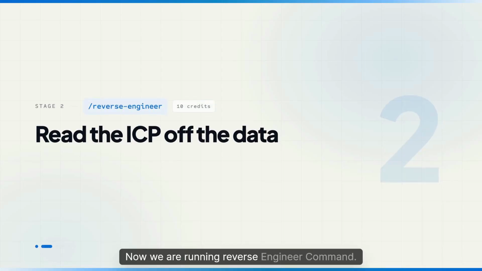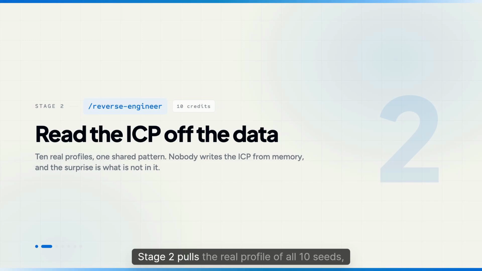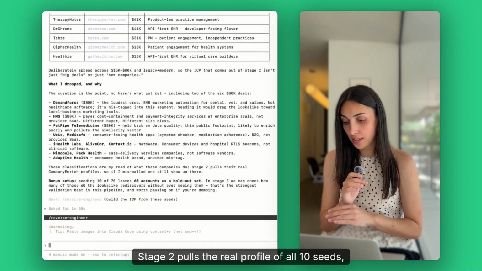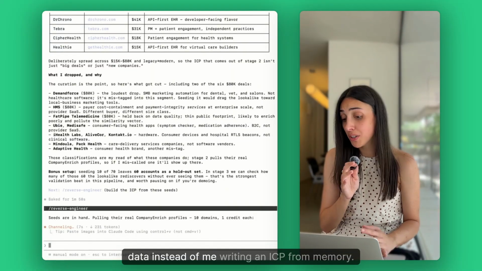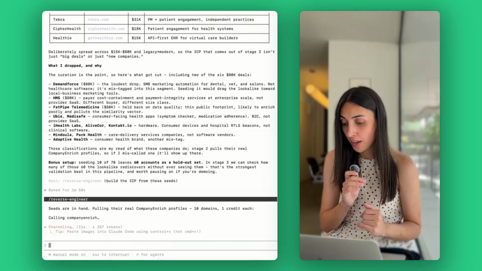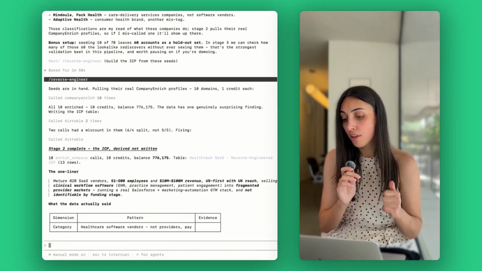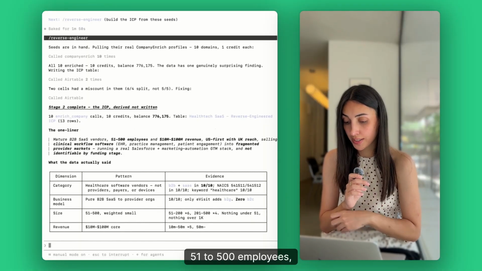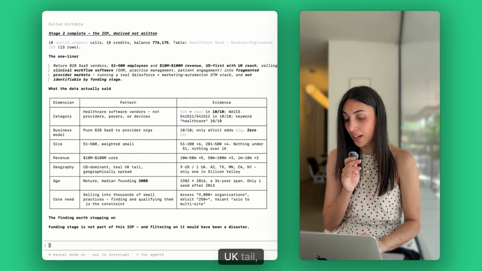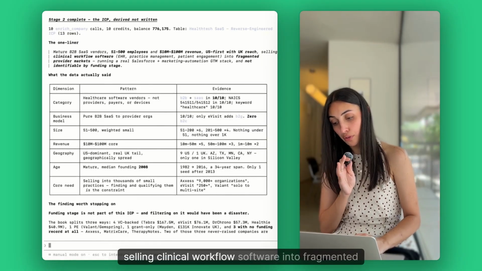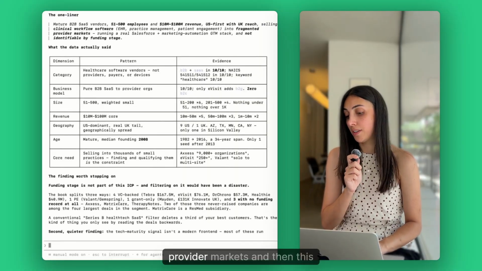Now we are running the reverse engineer command. Stage 2 pulls the real profile of all 10 seeds. 10 calls, 10 credits, and it reads the shared pattern from the data instead of me writing a nice ICP from memory. Major B2B SaaS vendors, 51 to 500 employees, 10 to 100 million in revenue, US first with a real UK tail, selling clinical workflow software into fragmented provider markets.